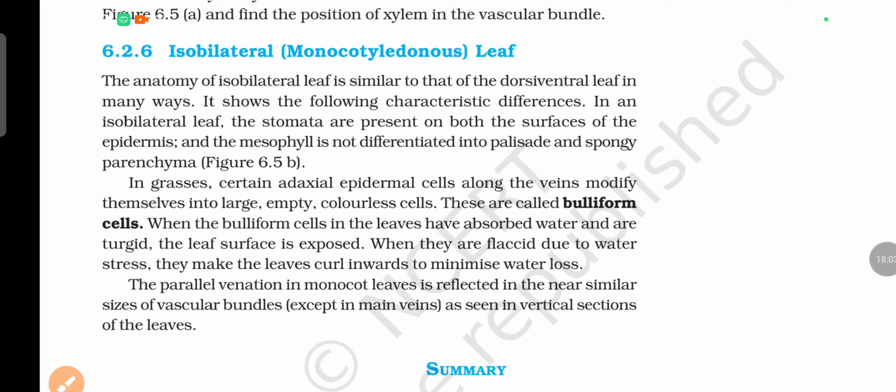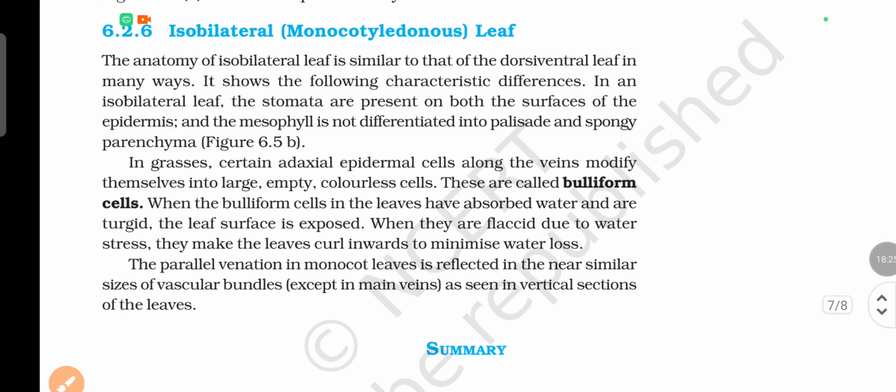When the bulliform cells in leaves absorb water and are turgid, the leaf surface is exposed. When they are flaccid due to water stress, they make the leaves curl inwards to minimize water loss. The parallel venation in monocot leaves is reflected in the near similar size of vascular bundles except in main veins, as seen in vertical section of the leaves.